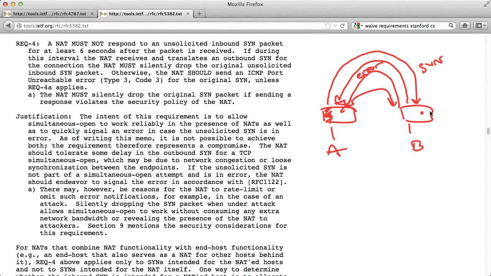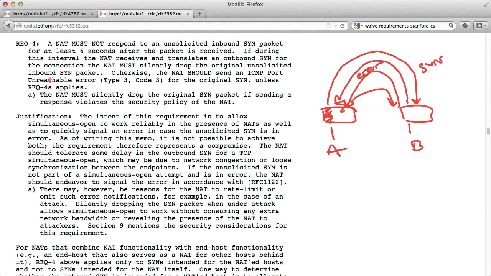And so the NAT will wait before issuing that response such that B has a chance to do its own open, which could then set up the state for A. Note then in the second sentence, if during this interval the NAT receives and translates an outbound SYN, it must silently drop the original unsolicited inbound SYN. So in this case, the inbound SYN came in, it was unsolicited, but then suddenly something showed that maybe it was solicited. You should just drop it.